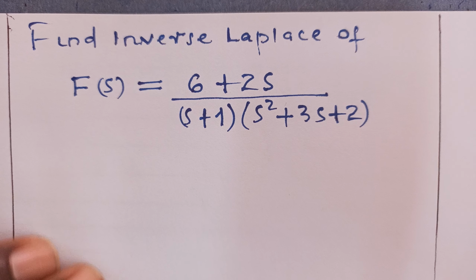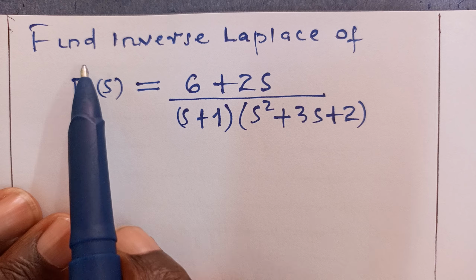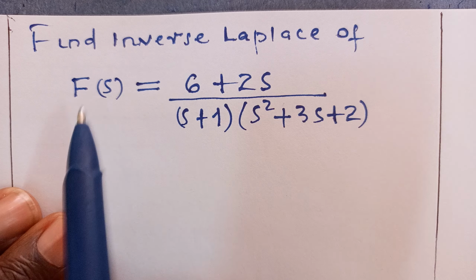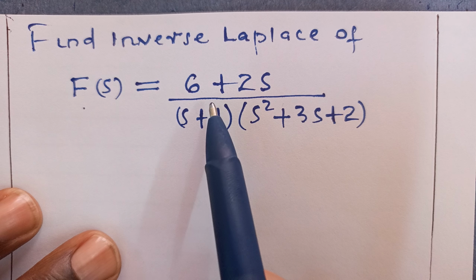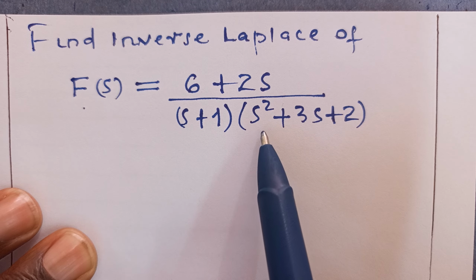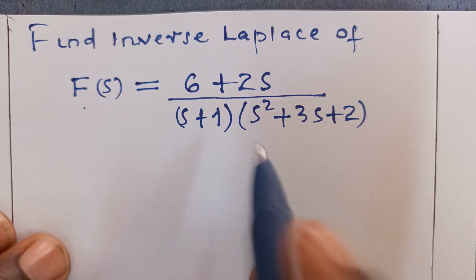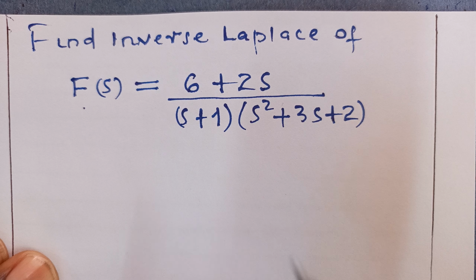Hello everyone, let's do this question. I read the question: find the inverse Laplace of F(s) equals (6 plus 2s) over (s plus 1)(s squared plus 3s plus 2). And so therefore, guys, we now do this question.